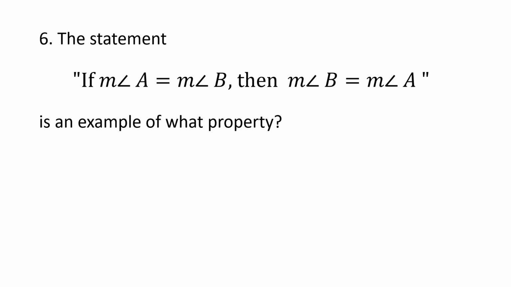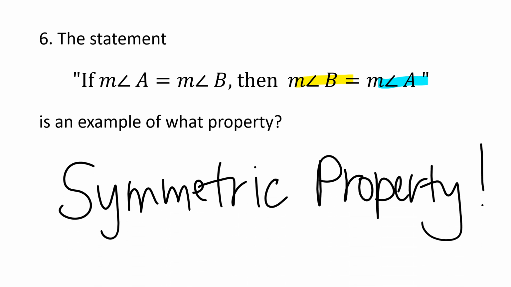All right, the statement, if the measure of angle A is equal to the measure of angle B, then the measure of angle B is equal to the measure of angle A. So we've really just switched the order there. It went from the measure of angle A is equal to the measure of angle B, and then it just switched the order. So what property is that called whenever we just switch the order of the equality? That's the symmetric property.